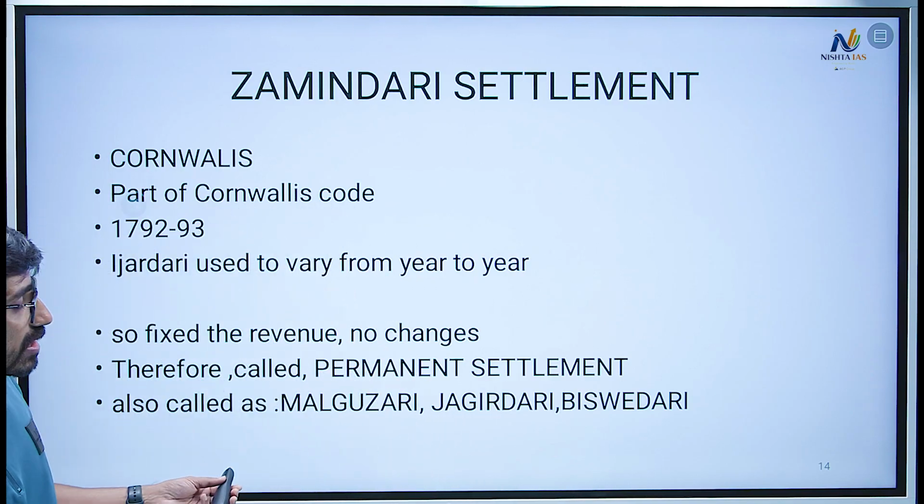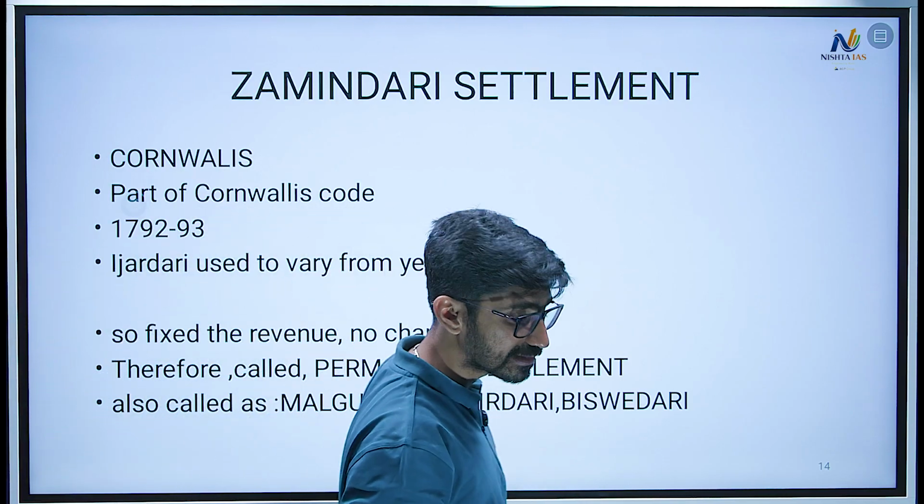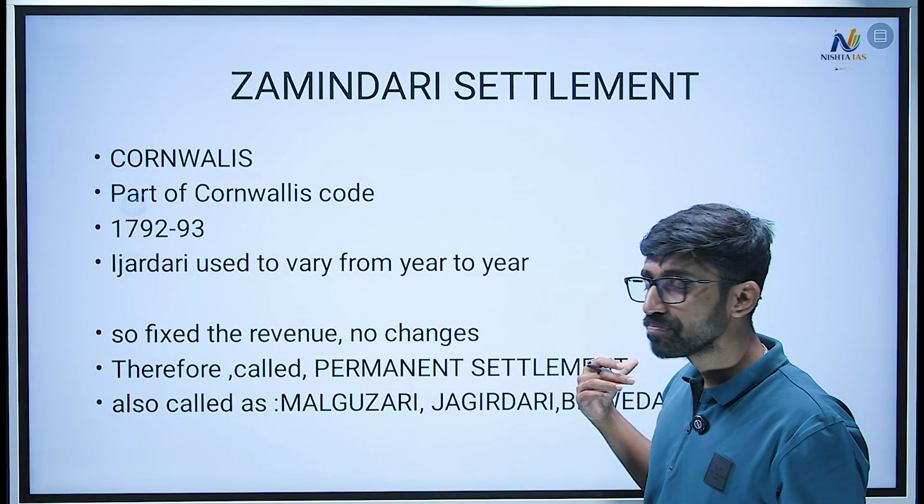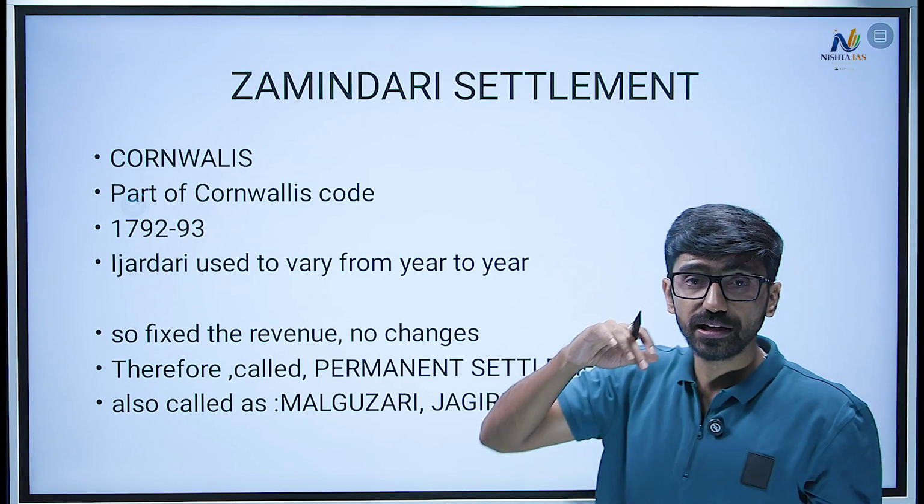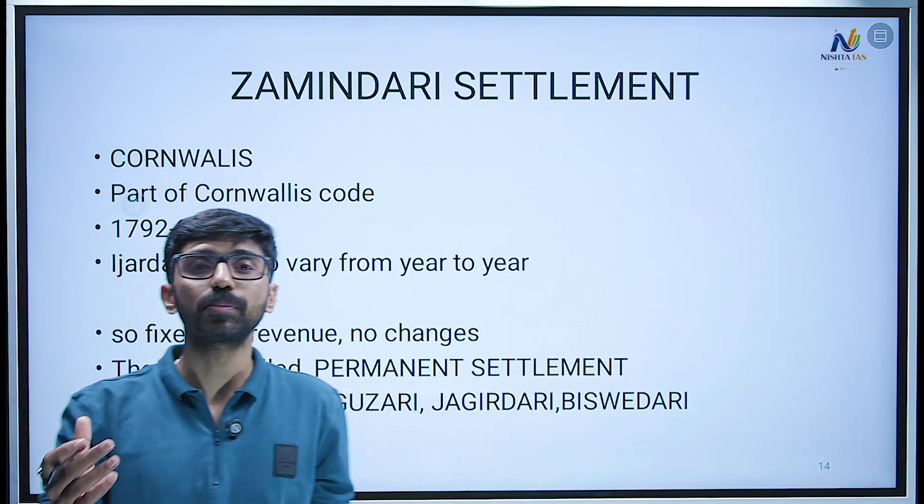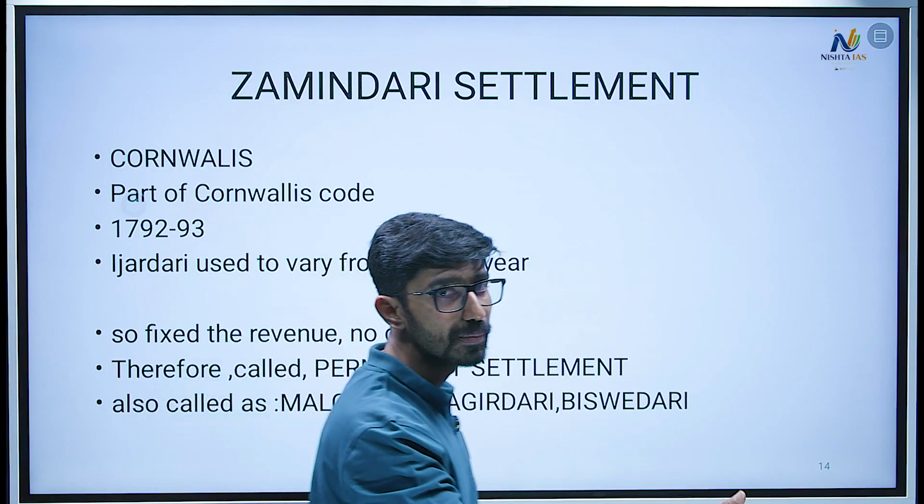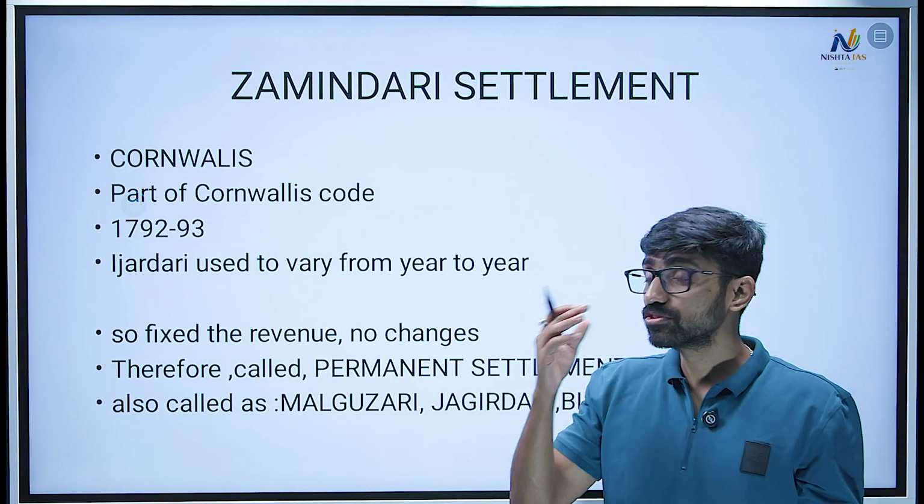That is the reason: Malguzari settlement, Jagirdaris in some places, Jagirdari settlement, Biswadars in some areas, Biswadari settlement. So this is what zamindari settlement is. Now zamindars are responsible to pay the revenue. Zamindars will collect from the people. And how much should zamindars pay?